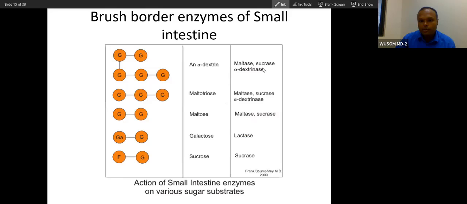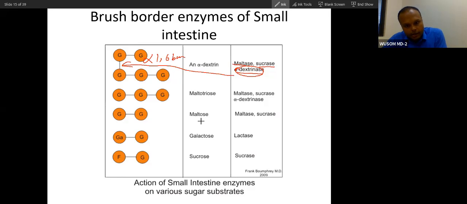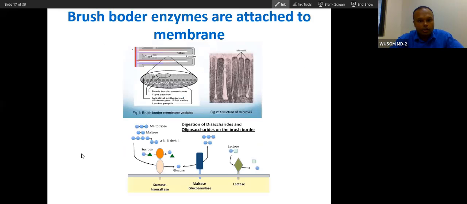These brush border enzymes are maltase, sucrase, and alpha dextrinase. Alpha dextrinase is specially designed to digest this alpha 1,6 bond. And there are many other disaccharidases. You can see maltose digestion by maltase, lactose digestion by lactase, sucrose digestion by sucrase. So these are the different enzymes that are present at the brush border.